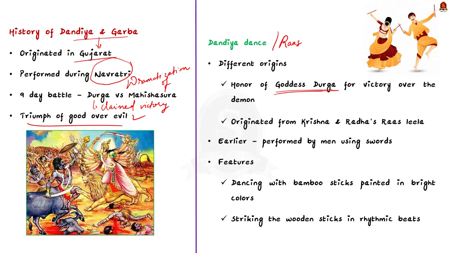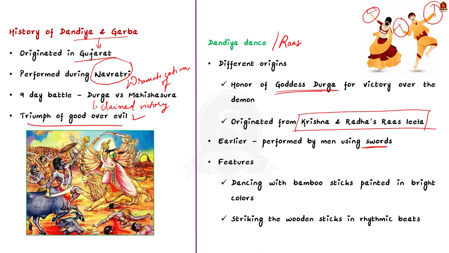Another legend states that the dance form originated from Krishna and Radha's Raas Leela, hence the name Dandiya Raas. Also, it was believed that earlier it was performed only by men who sometimes used swords instead of sticks in the dance performance.